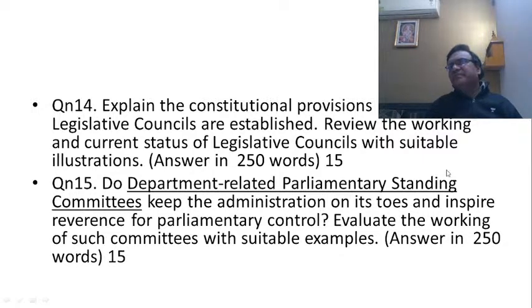But what about their performance? That is what the question says. Have they been able to inspire reverence for parliamentary control? Over a period of time, their performance has not been up to that mark.